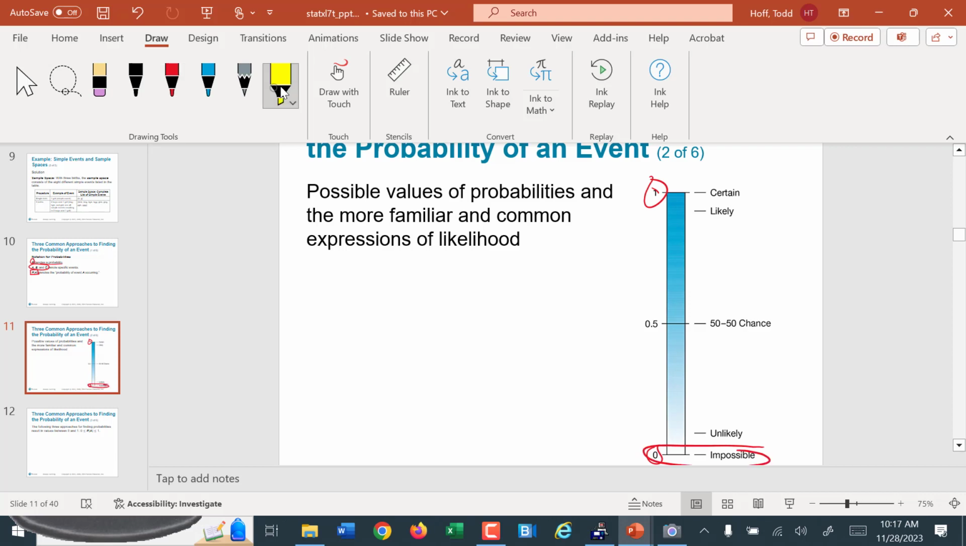So probabilities that are close to 0 are very unlikely. It's not a very good chance they're going to happen. 0.5 means it's a 50-50 chance, like flipping a coin. 0.5 probability of getting heads, 0.5 probability of getting tails. Could go either way. If it's a probability of 1, then we know it's certain. It's guaranteed to happen. In other words, there's no other possibilities. Again, probabilities of 1 and probabilities of 0 are not very common. But as a probability gets closer to 1, that means it's very likely to happen.